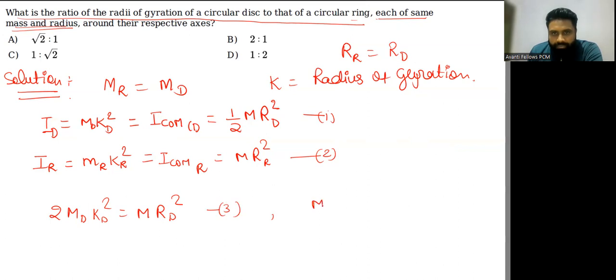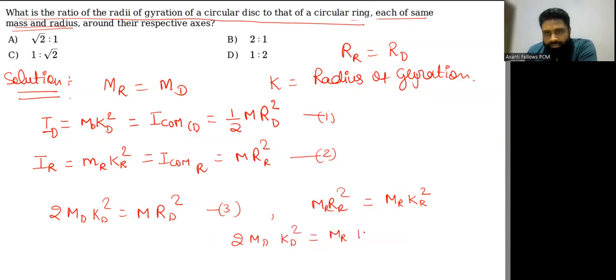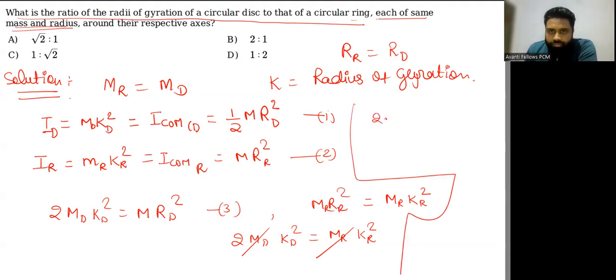And this will become mass of ring K R square is equal to mass of ring into K of ring square. Now, because radius of ring and radius of disk are same, we can equate these two values. So you will have 1 by 2 M D K D square is equal to M R into K R square. So you can cancel out these masses also because these are same. So K D square by 2 is equal to K R square.